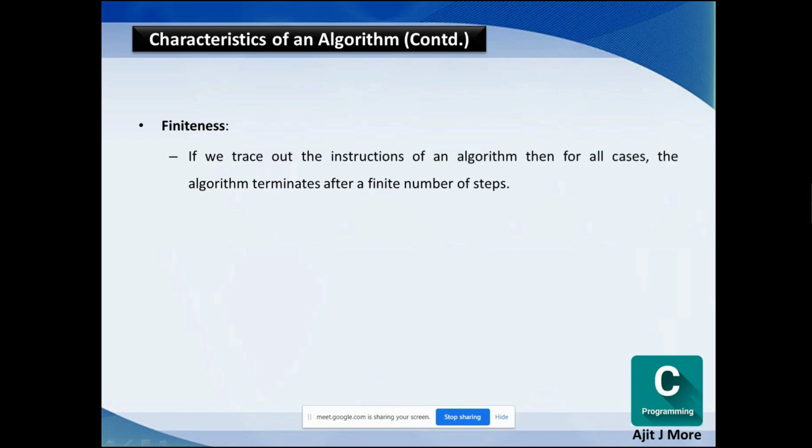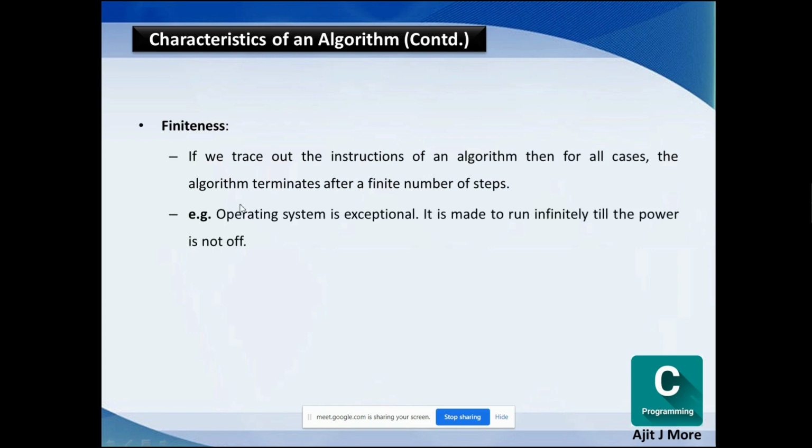You will be learning it in a specialized paper. You will have a separate paper in your academics in which you will learn about OS, the design of OS, and the functionality of OS. See, the best example you gave me: the operating system is exceptional. It is made to run infinitely until the power is off. So OS is a program which doesn't follow this characteristic.